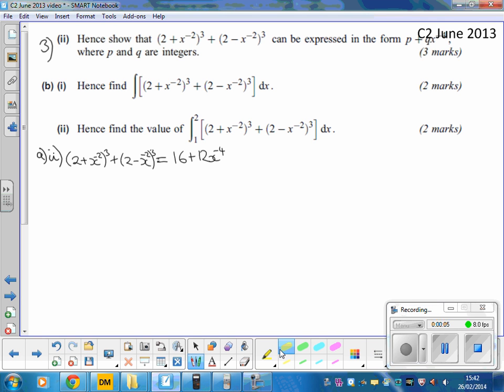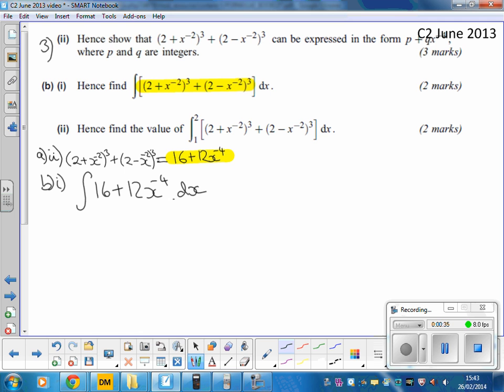Core 2, due 2013, question 3, part B. In part A, we used the binomial expansion to find that this expression was the same as 16 plus 12x to the minus 4. It's a "hence", so we should be using this in part B. So in B part 1, our first step is to rewrite this integral by replacing this long expression with 16 plus 12x to the negative 4.